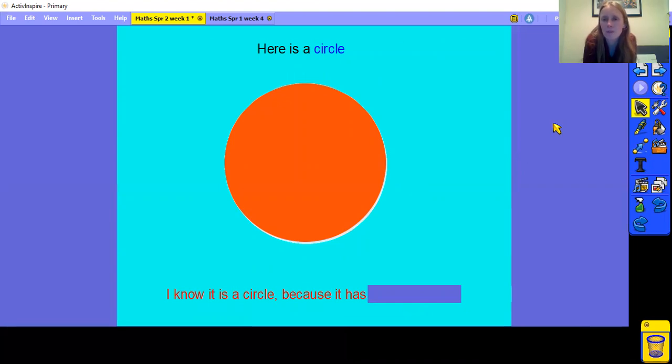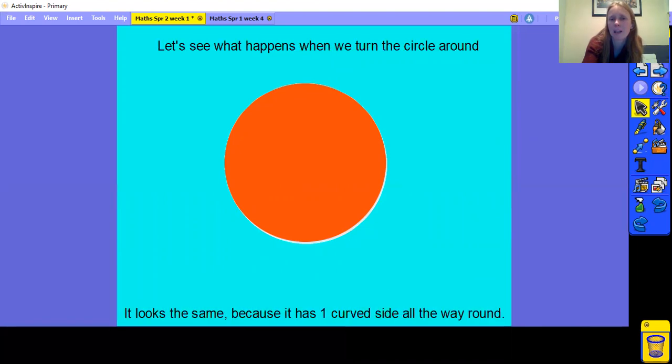I wonder if you remembered. I know that this is a circle because it has 1 curved side. And our 1 curved side goes all the way around our circle. Can you remember what happened when we turned the circle around? It doesn't change. It looks the same. That's because it has 1 curved side that goes all the way round.